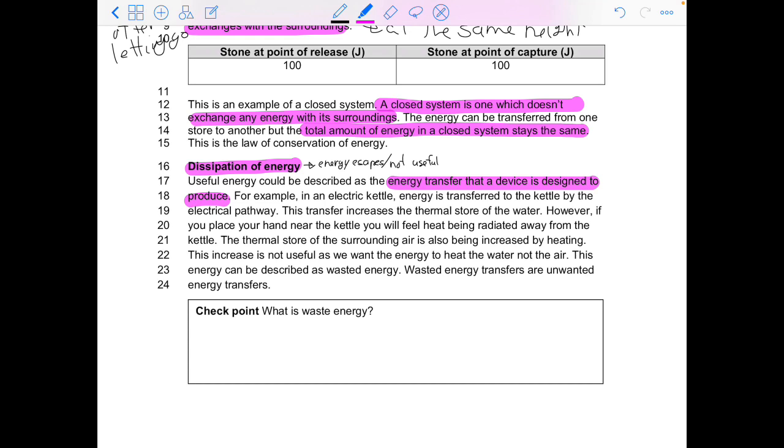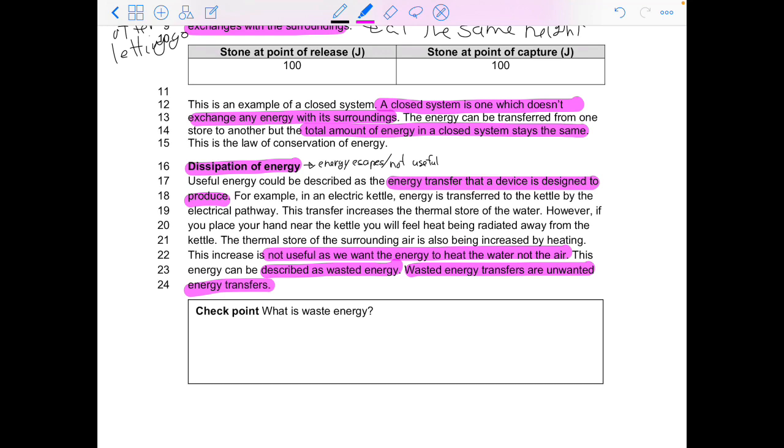You'll also notice that the kettle will make some sounds. So it's also producing some sound energy. Again, that energy isn't useful. That energy is something that is created but isn't useful. So this increase is not useful, as we want the energy to heat the water, not the air. So it can be described as wasted energy. Wasted energy transfers are unwanted energy transfers.